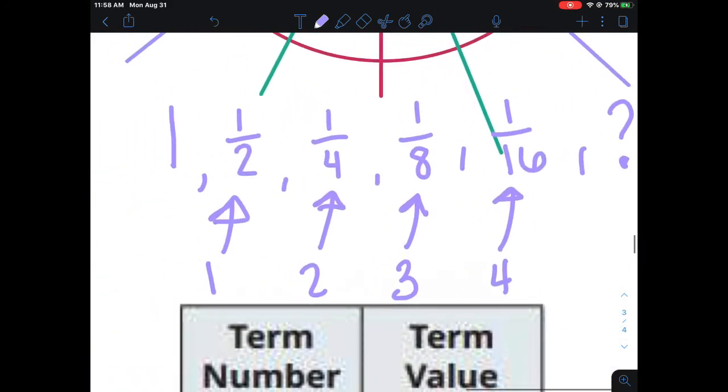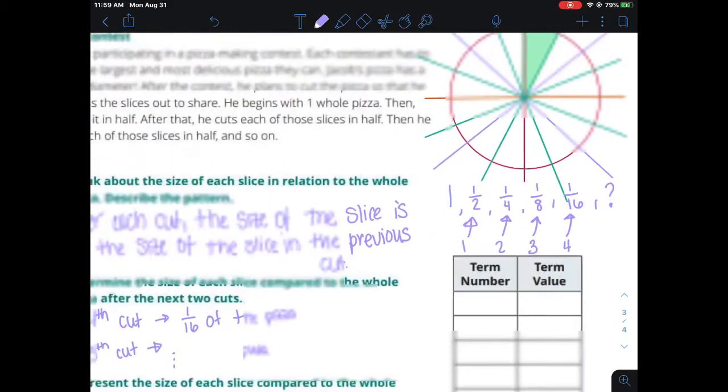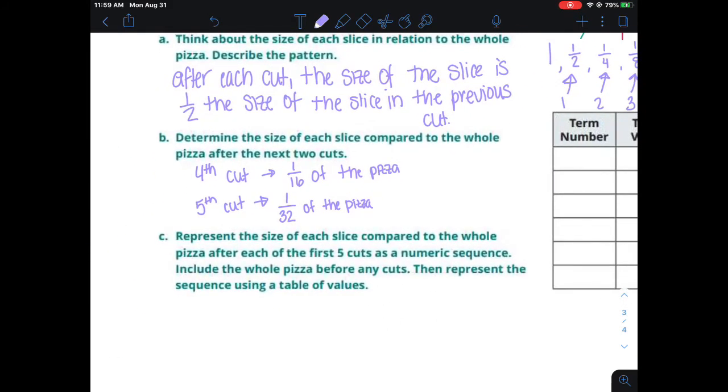Because if we're looking at our pattern here, and we're looking at the denominator or the bottom of the fraction, each time we cut each piece in half, the denominator doubled. So from 2 to 4, 4 to 8, 8 to 16, those are all being doubled. So now we're going to double 16, which makes 32. So if I cut each of these 16 slices in half, I'm doubling the denominator. So 1/32 of the pizza.